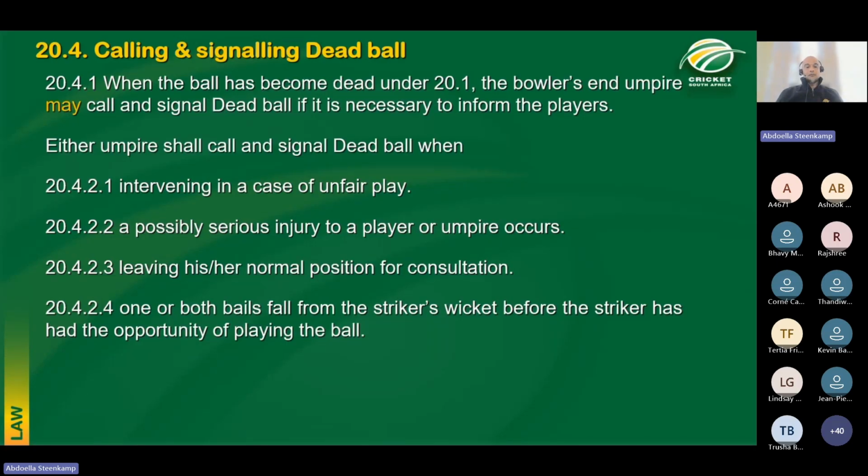So what happens if the ball falls from the bowler's end? If players are playing, if players are not bothered and they're playing on, you won't intervene. You let play continue. The law only tells us if one or both bails fall from the striker's wicket, you need to intervene by calling and signaling dead ball.